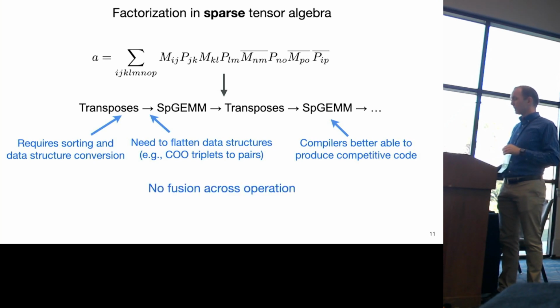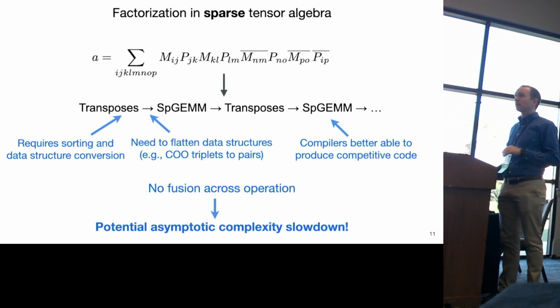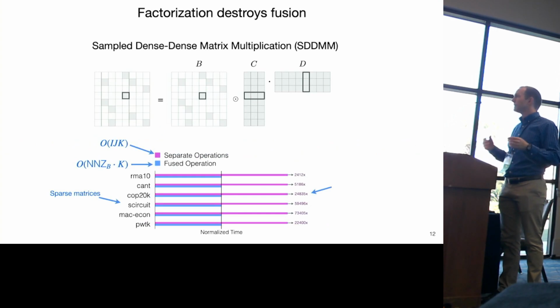But the worst thing is that there's no fusion across operations with this approach. And that can give you asymptotic slowdowns, as we've seen many times. I think many of us have seen this, where if you have something like sampled dense-dense matrix multiplication and you don't fuse it, you get an asymptotic slowdown because you're doing too much work. You're multiplying all the vectors together in that right-hand side matrix multiplication, and then you're sampling from that space, whereas if you sampled and then just multiplied the dot product you needed, you would do less work.